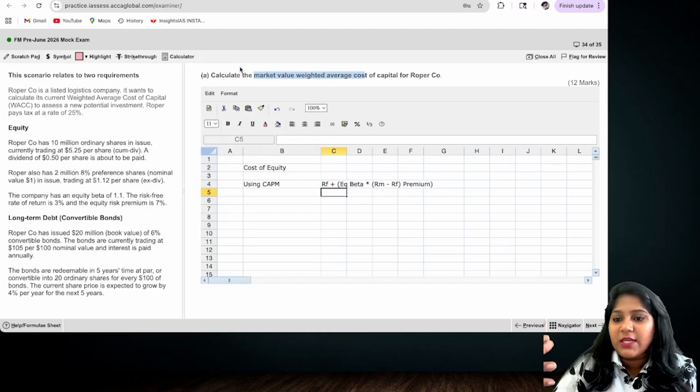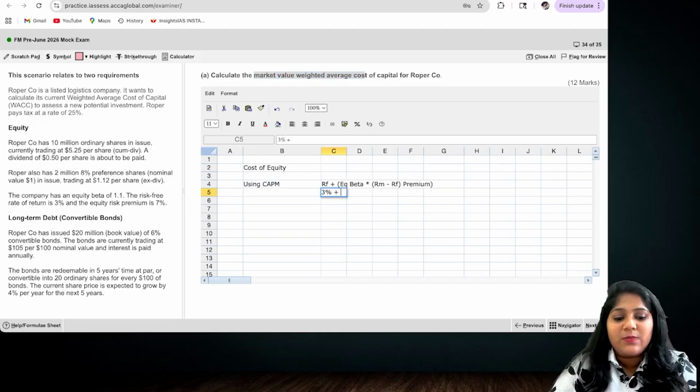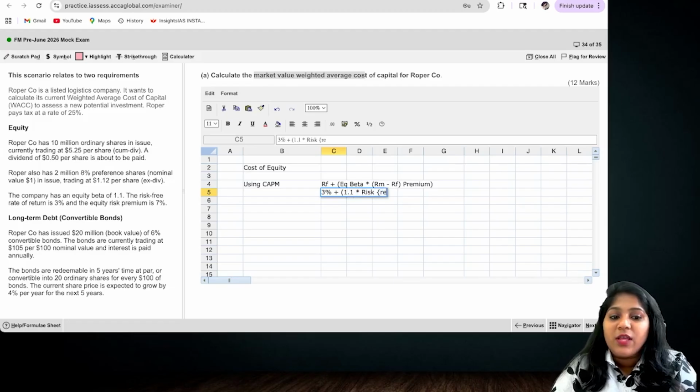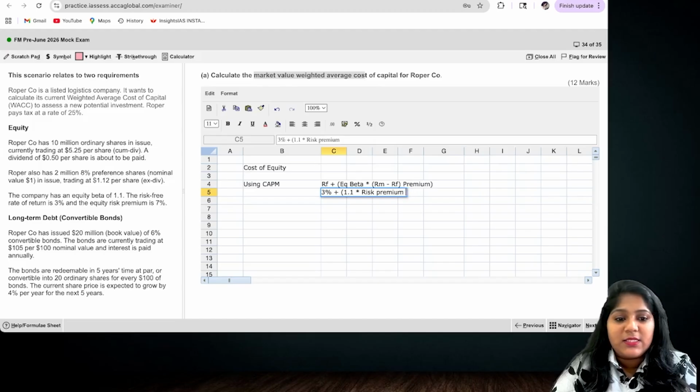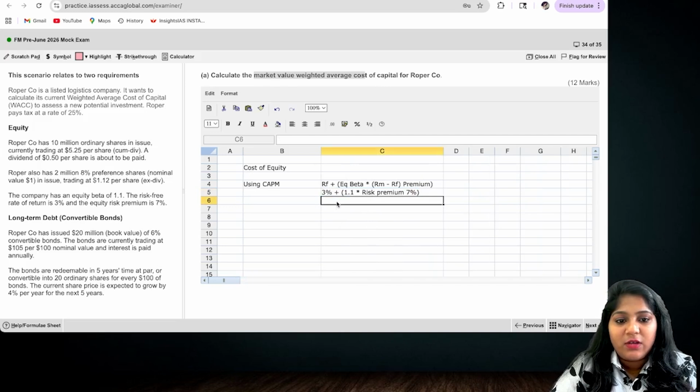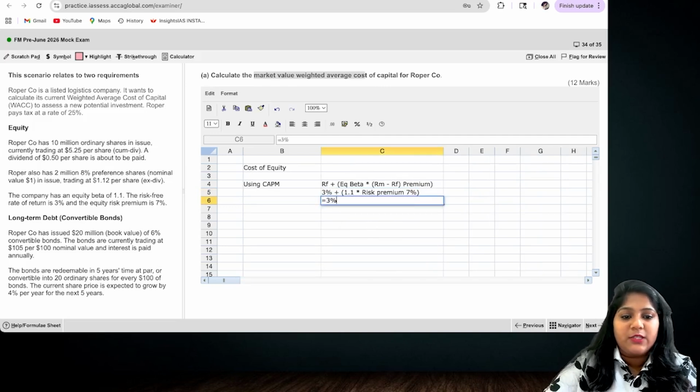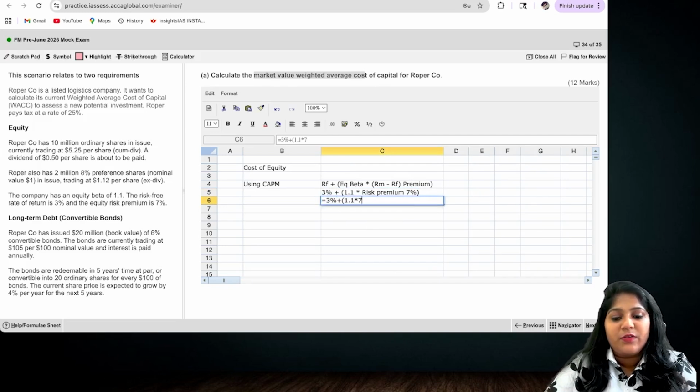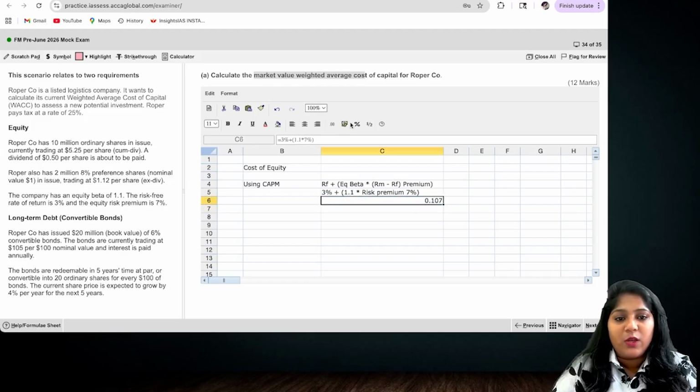I have everything, guys. All I have to do is my risk free rate is 3% plus my equity beta for this question is 1.1, and the risk premium directly they have given. You don't have to calculate separately. The risk premium is directly given, and that will be 7%. So when you use this in terms of calculation, you'll have a cost of equity of 3% plus 1.1 times 7%. So that should give you a cost of equity if you convert into percentage. That's going to be how much? That's going to be approximately 11%.